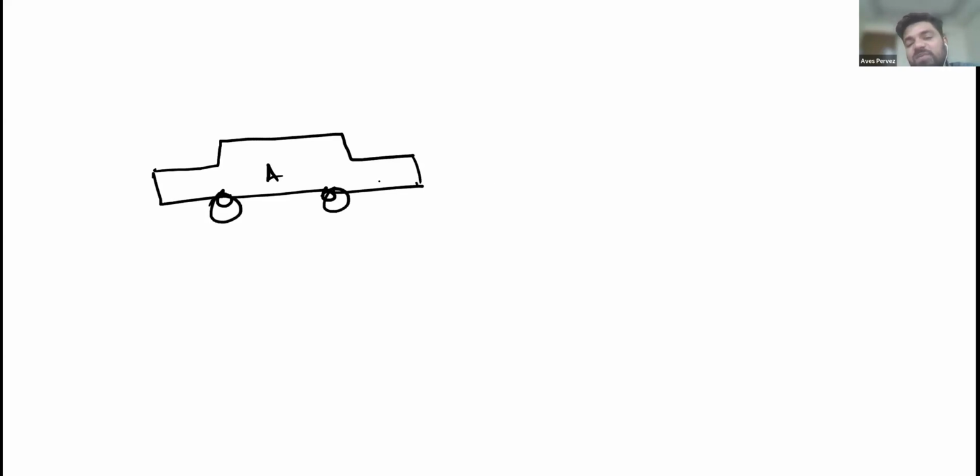Okay, so if a car is moving from position A to B, and it is moving with a constant speed that is 60 km per hour.